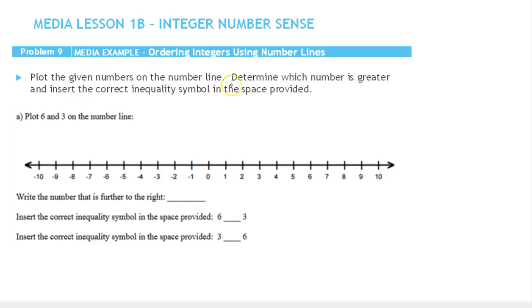Plot the given numbers on the number line. Determine which number is greater and insert the correct inequality symbol. So we're going to plot 6 and 3. So here's 6 and here's 3, and I plotted them directly on the line.